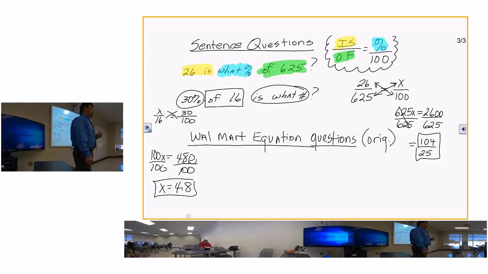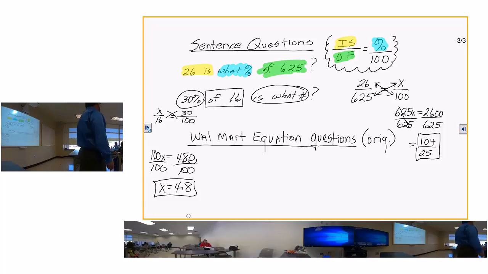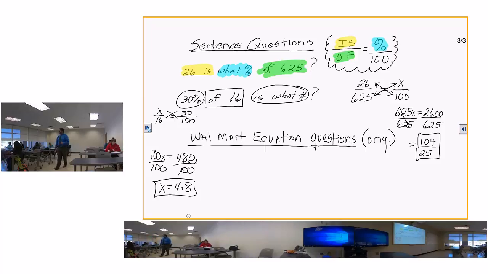That's how you use sentence problems. Is a percent over 100. Make sure you can do 2 or 3 of those. They should be in your homework, because there'll be 2 or 3 of those on the test.